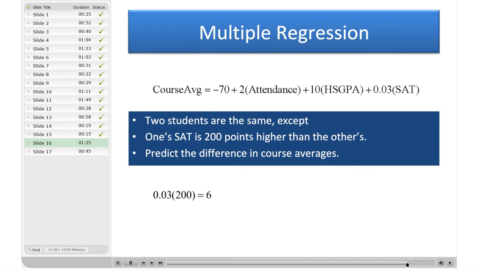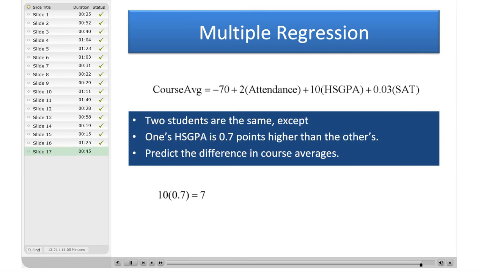So taking a look at the example we were just looking at, if we assume that two students are the same, except one's SAT score is 200 points higher than the other's, and we want to predict the difference in course average, well, we can just take that difference in SAT scores, which is 200, and then multiply it by the coefficient on SAT, and if we look in the equation, that coefficient is 0.03. So 200 times 0.03 is 6, and so we would predict that those students have a difference of 6 in their predicted course average. Notice that that's actually the result that we got before. We predicted the first student was 82, the second student was 88. So the difference between those two numbers is 6. So this actually is working out.